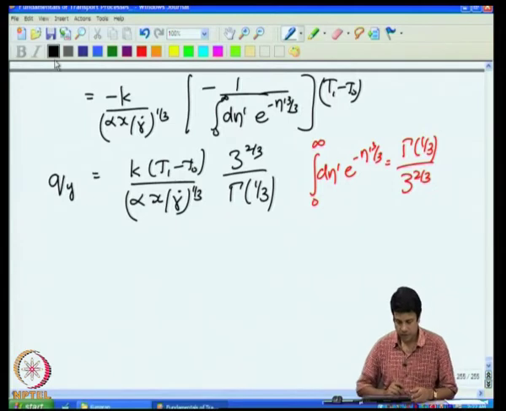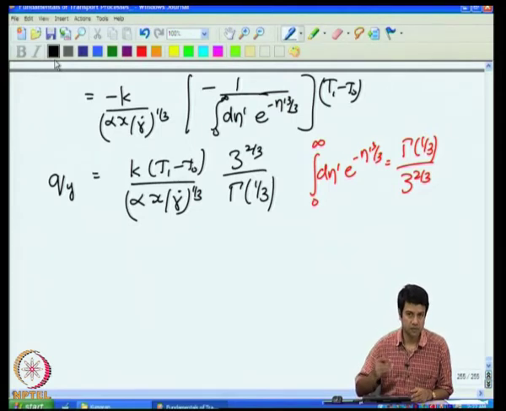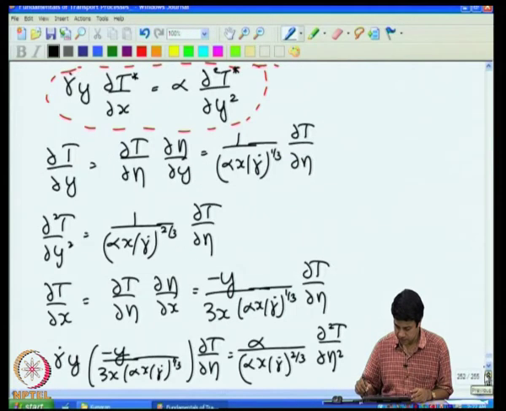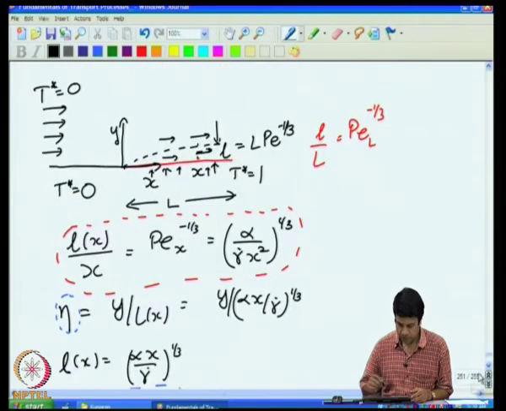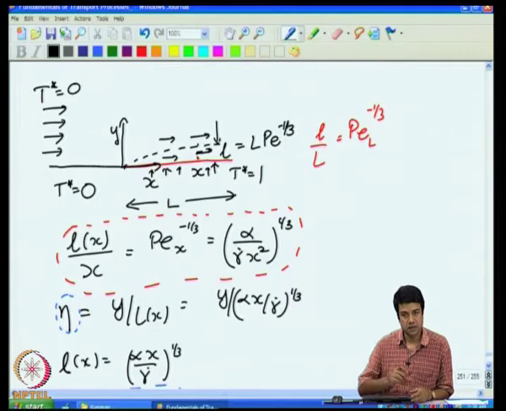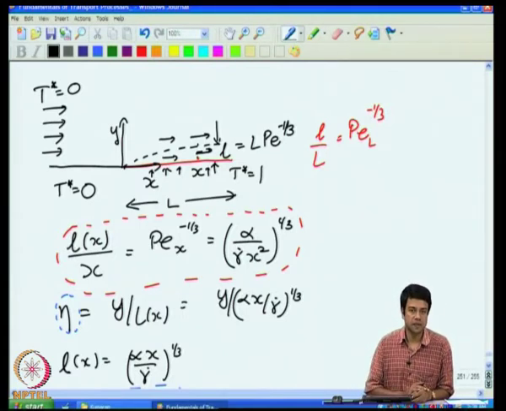So, what is the total heat flux coming out of the surface? This is the total amount of heat coming out per unit length perpendicular to the plane. Okay. Because as you recall, in this case we are considering a two-dimensional problem, where there is a plane surface and the fluid is incident on that surface. Therefore, we are considering a two-dimensional problem per unit length in the third direction perpendicular to the plane of the board.